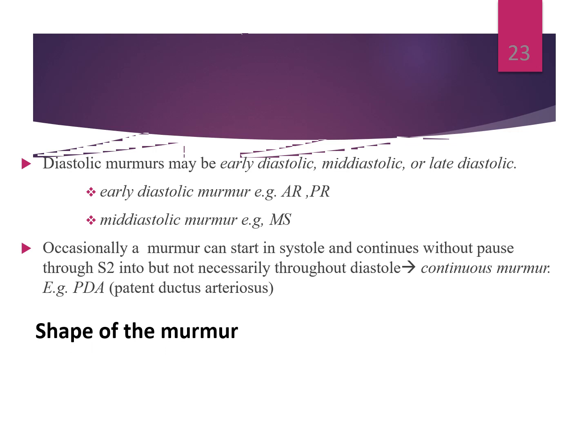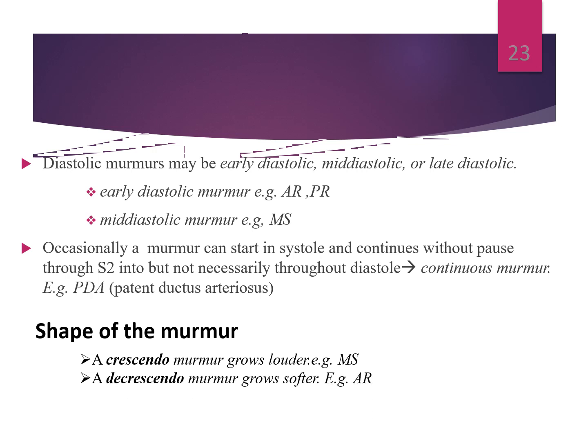We should also explain the shape of the murmur, such as a crescendo murmur. A crescendo murmur grows louder. For example, mitral stenosis causes a crescendo diastolic murmur. A crescendo mid-diastolic murmur is mitral stenosis. The murmur grows louder. A decrescendo murmur grows softer. Most of the time a decrescendo murmur is due to aortic regurgitation. So aortic regurgitation causes an early diastolic decrescendo murmur.